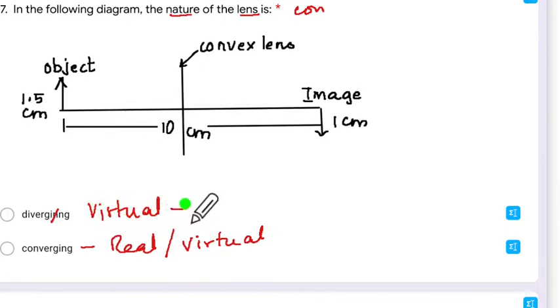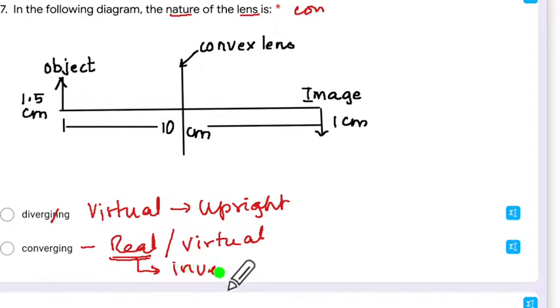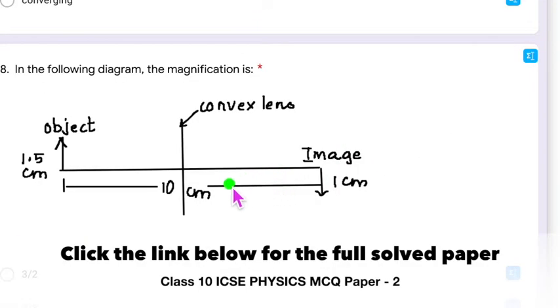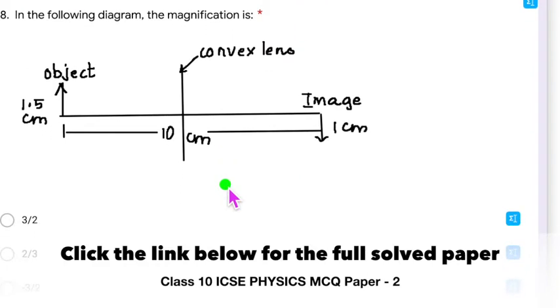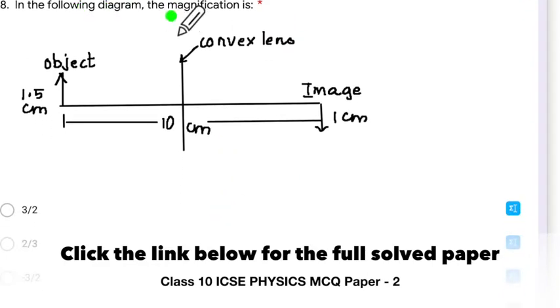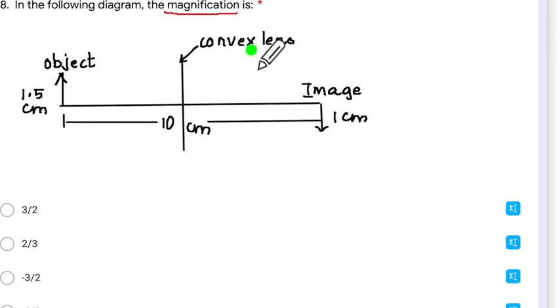Now, if it is virtual, then it's going to be an upright or erect image. And if it's a real image, then it will always be an inverted image. What kind of image has it formed? It has formed an inverted image. That means it is a real image. So the correct option is converging lens. Now the same diagram is repeated for question number 8, which asks us to find the magnification.